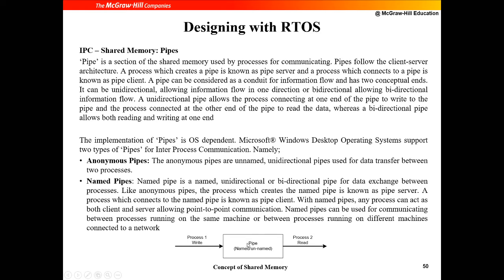So your pipe works that way. It's a temporary buffer where your process will write the data, and the other process will read it from here. So they can be either anonymous pipes or named pipes.